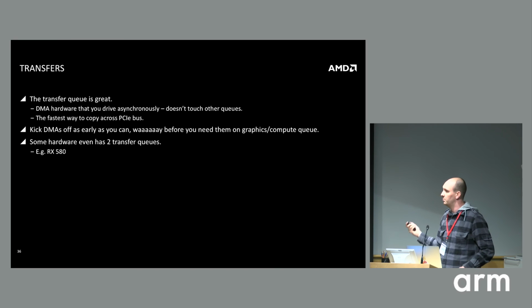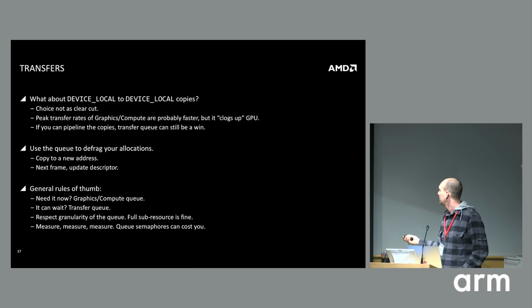If you run something on the compute queue, it's actually going to have to spin up a shader to do that memory access and copy it. So by putting things on the transfer queue, you can offload the other queues. You won't need to clog the GPU up with wavefronts running blit shaders, effectively. And that's more or less what I just said.